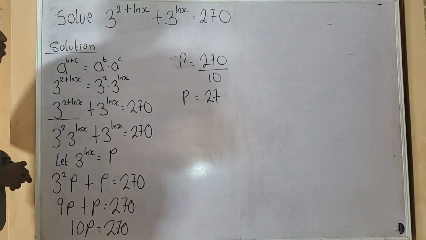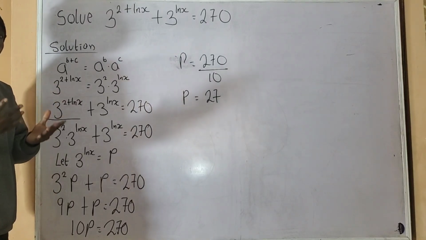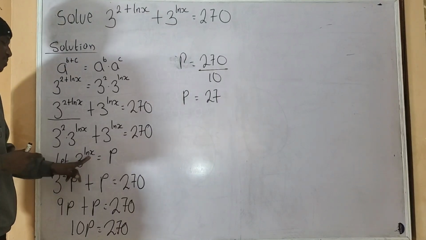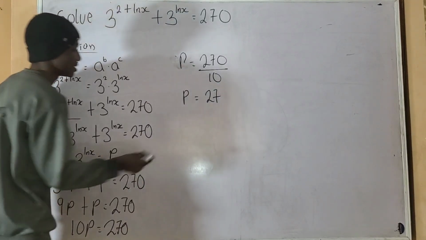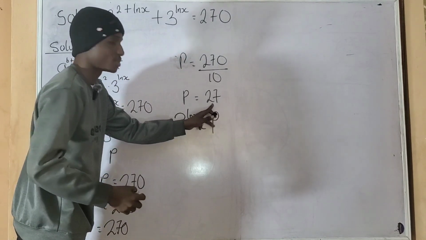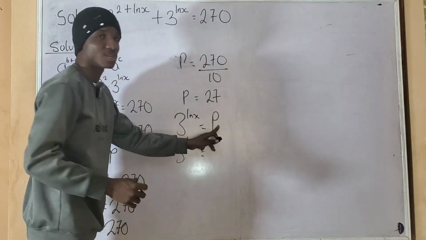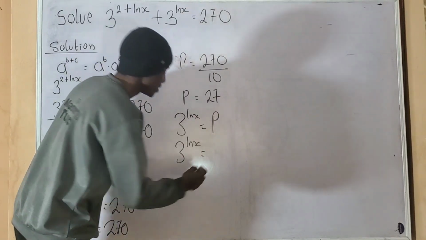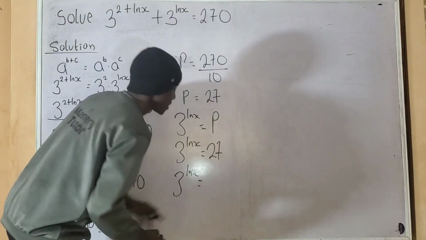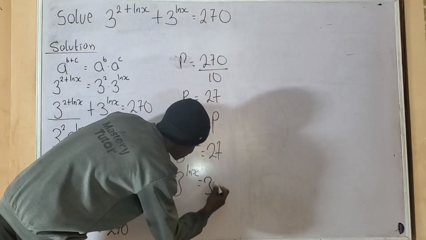Now, do not forget, our goal is to find the value of x and not the value of p. Do you understand? So, recall that we let 3 raised to the power of ln x equal p. Since p is 27, I'm going to have 3 raised to the power of ln x equals 27. 3 raised to the power of ln x equals 27, which can be written as 3 raised to the power of 3.